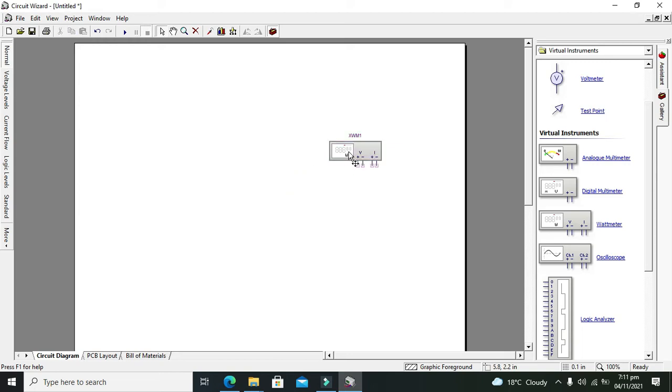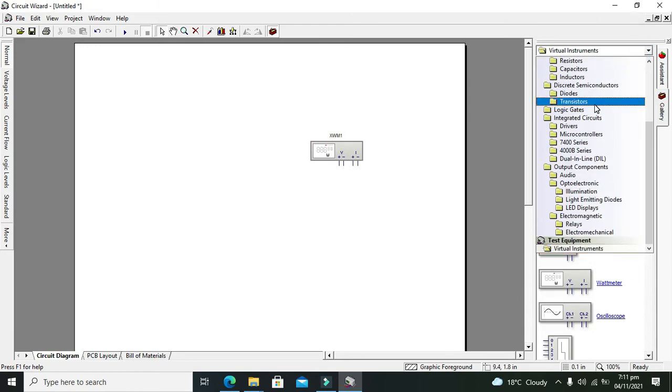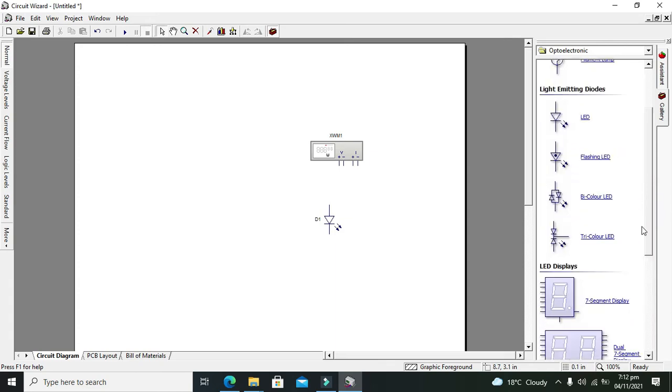As it is our digital wattmeter, we will get the digital display. Now we will make a simple circuit in order to measure the power. So we will take one optoelectronics signal lamp, or yes, we will take one LED. LED is enough for us, because it will consume some amount of power.